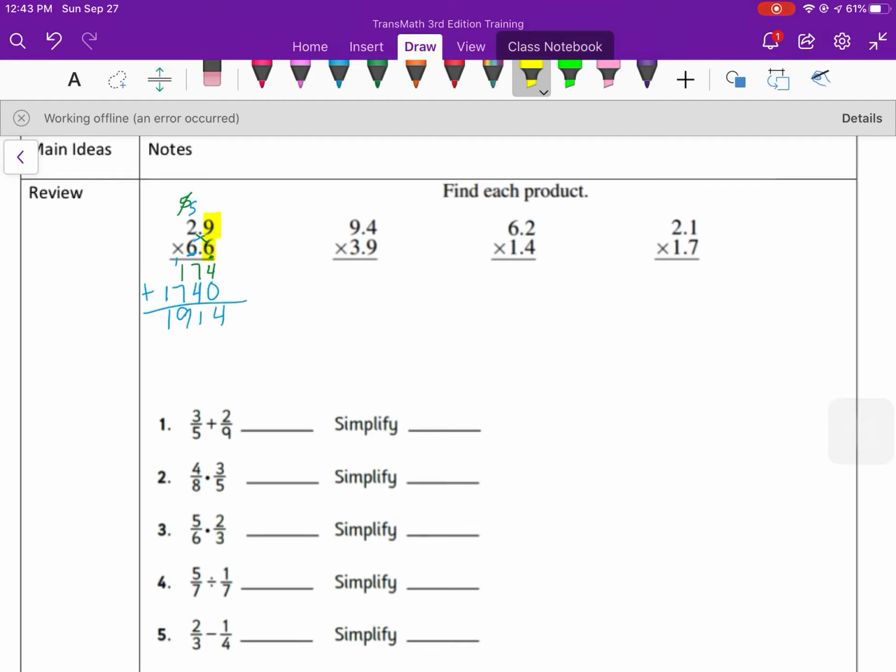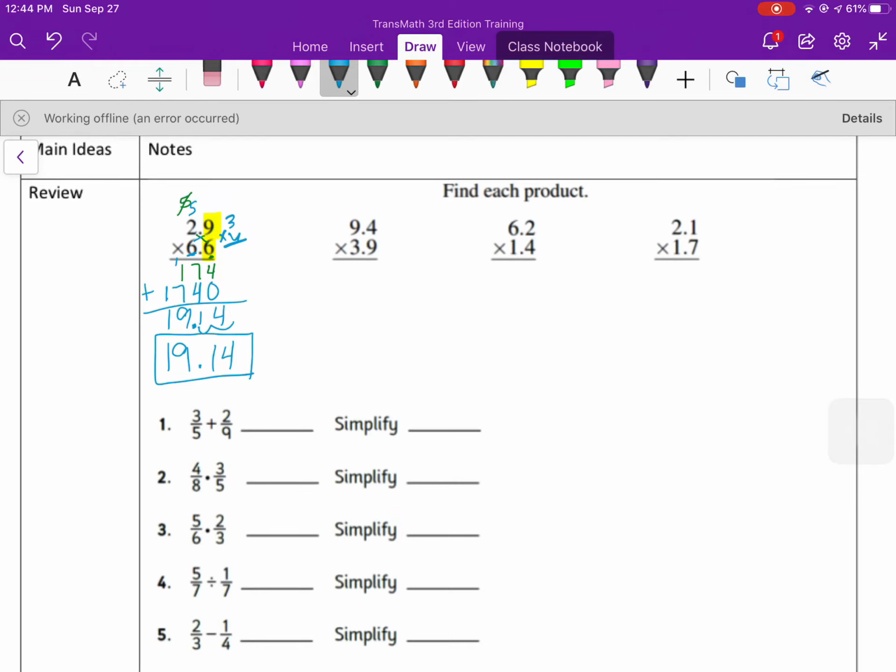And then remember, to place the decimal, there are 2 numbers behind the decimal in our original, so there's going to be 2 numbers behind the decimal in our answer. So you start from the right side, count over 2. Our answer should be 19.14. Now 2.9 is really close to 3, and 3 times 6 is 18. So that tells me my answer has got to be pretty accurate. I feel good about 19.14. All right, how about 9.4 times 3.9?